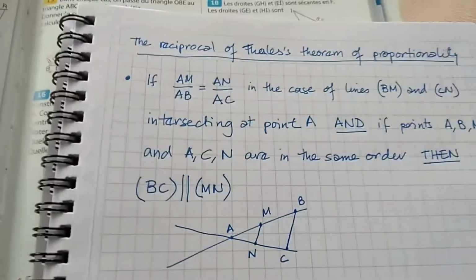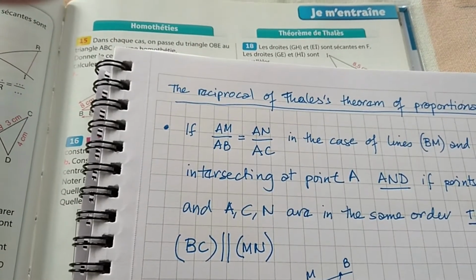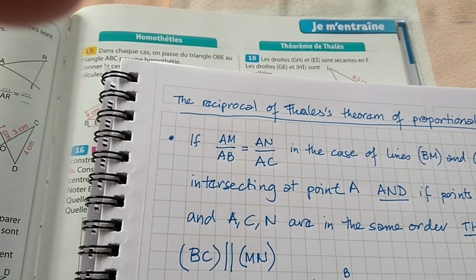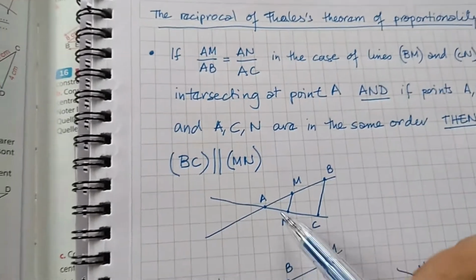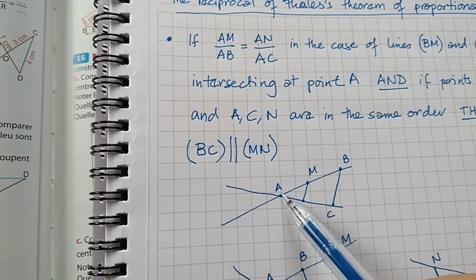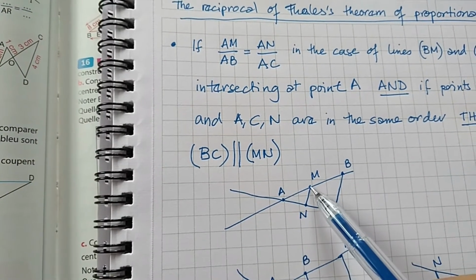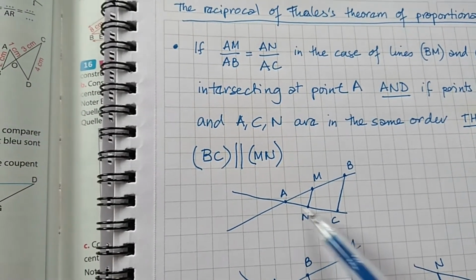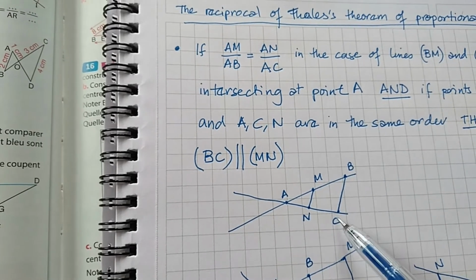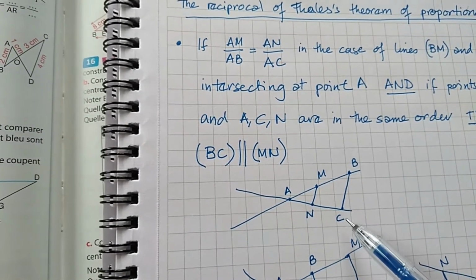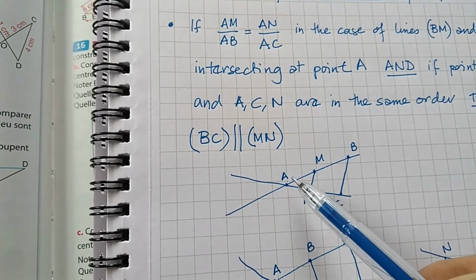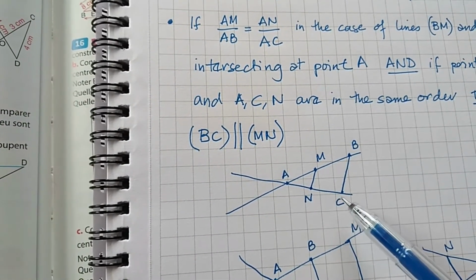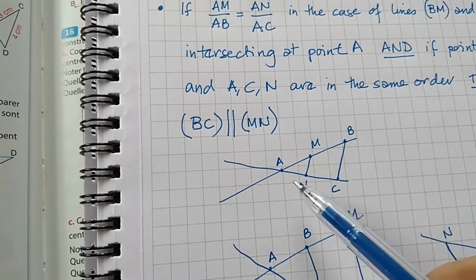So here they say that if this ratio, if AB over AM is equal to AC over AN, then these two lines are parallel. And they work whatever order you put A and B in, as long as you use the same corresponding order for A and C.